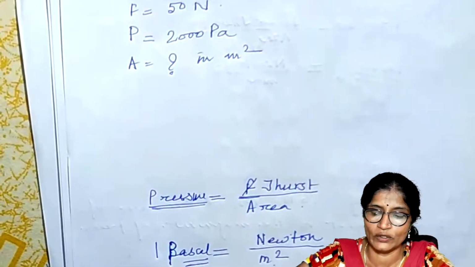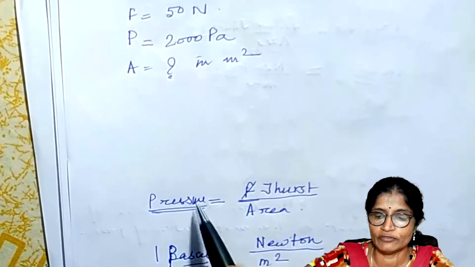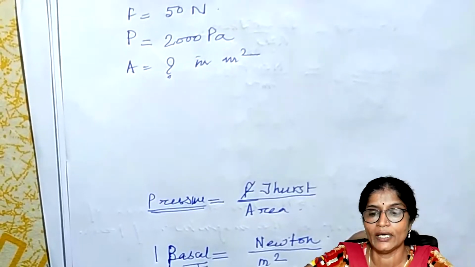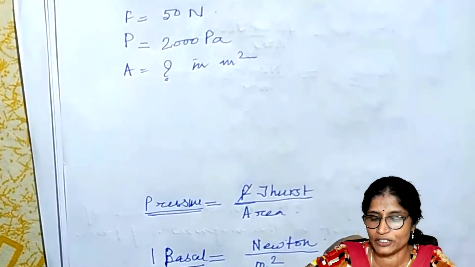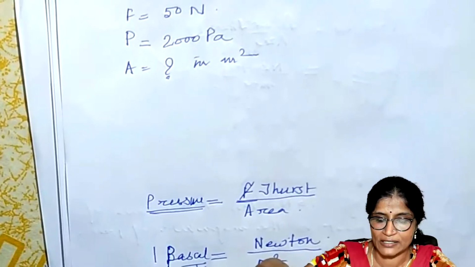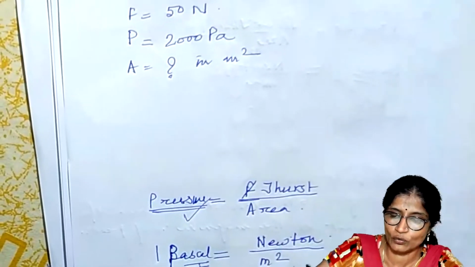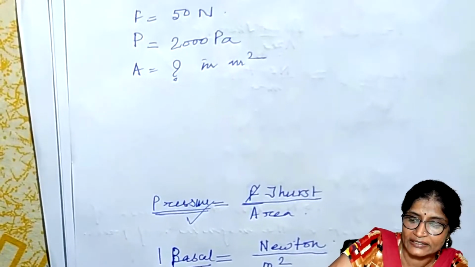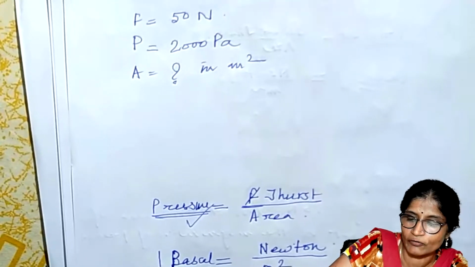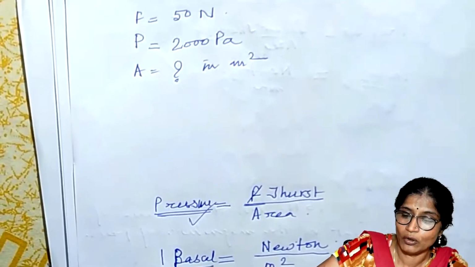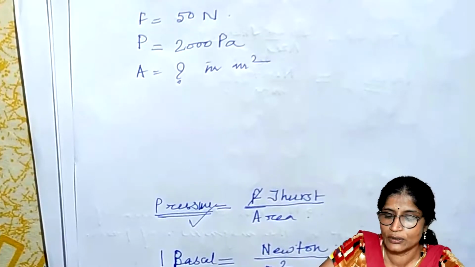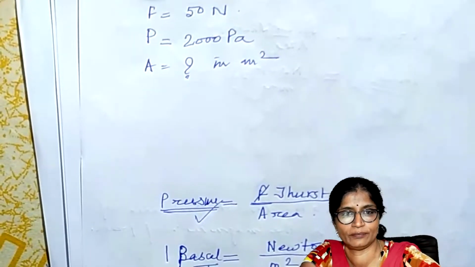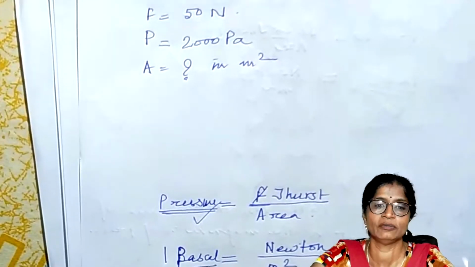So what is 1 Pascal? That is the SI unit of pressure. When 1 Newton force is applied on an area of 1 meter square, then whatever pressure is produced is known as the Pascal. It means pressure depends on two factors. First, on the applied perpendicular force, and second, on the area of cross section. The more the force, the more the pressure produced, and the more the area of cross section, the less the pressure.